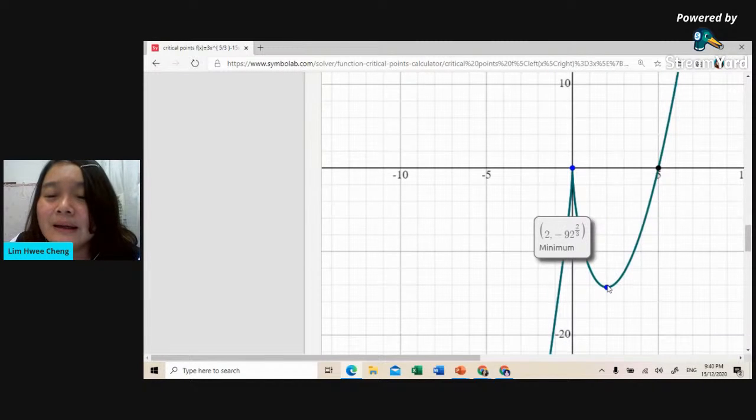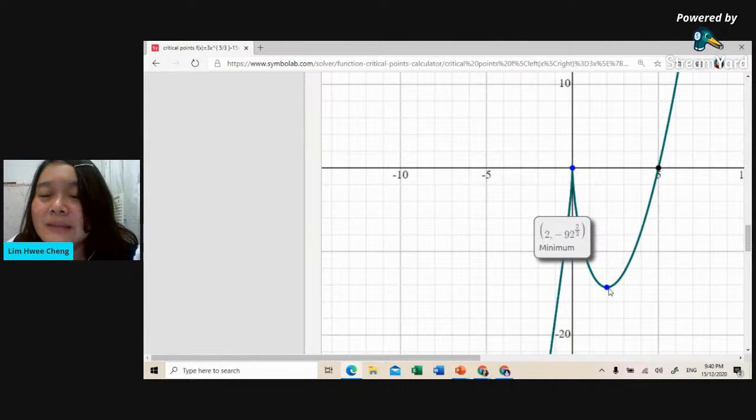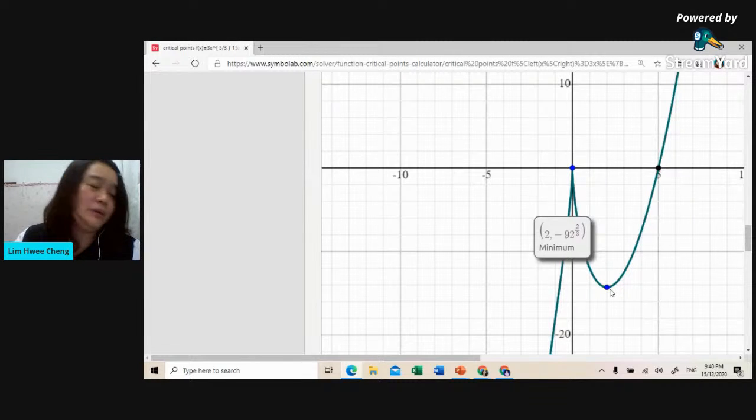Okay, you see? Dia boleh tahu sekali critical point yang ini adalah you punya minimum point. Okay, dia letak 9 darab 2 kuasa 2/3. So you will get negative 14.287 also.